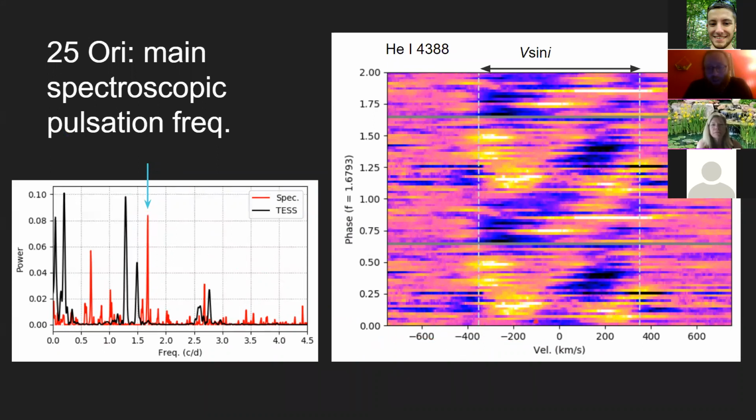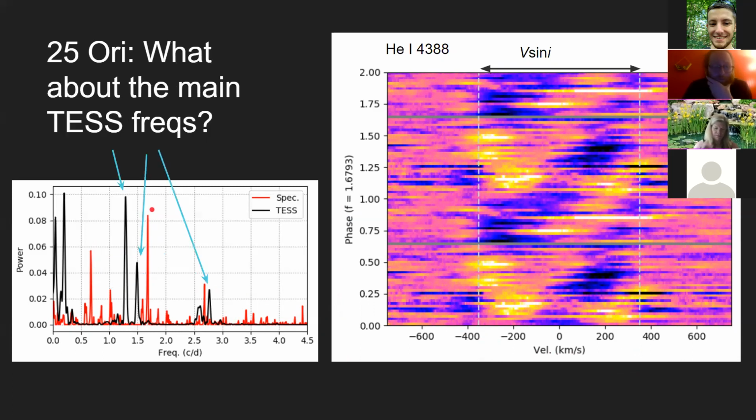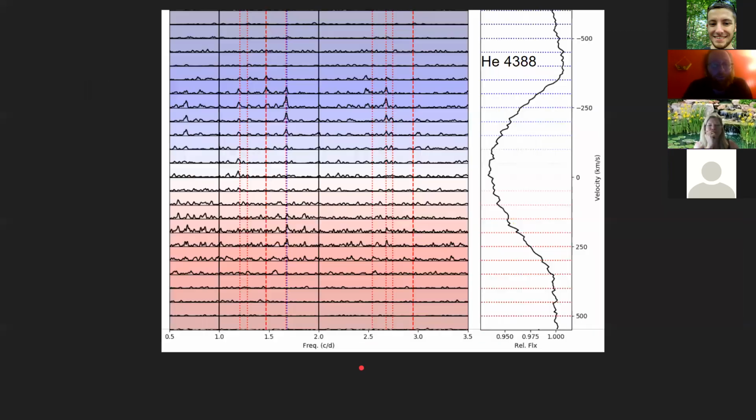This is just what the line profile looks like over time, this dynamical spectrum, at this 1.7 cycles per day frequency. And these other main peaks are just aliases of this single strong peak. But where are the TESS frequencies? We know these are real because these have signal to noise of like 1,000 or something in the TESS photometry. But we don't see them if we just measure the wobble of the center of the line profile.